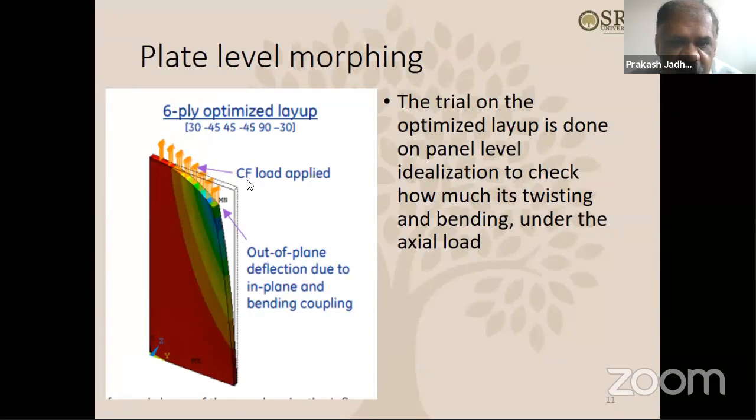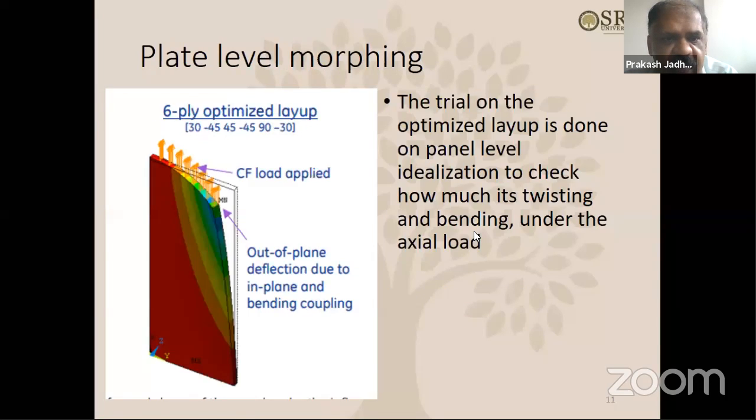We applied centrifugal force and saw that it is going to warp and twist. The out-of-plane deflection is due to this in-plane and bending coupling, because for this particular layup, in the inverse stiffness matrix you see B12 and B16 are the highest. So you can see there's a maximum amount of bending and twisting happening there. The trial on this optimized layup is done at panel level to check how much twisting and bending occurs under the axial load. So we'll show you the result, I mean, what different panels are giving what kind of results. So let's see.